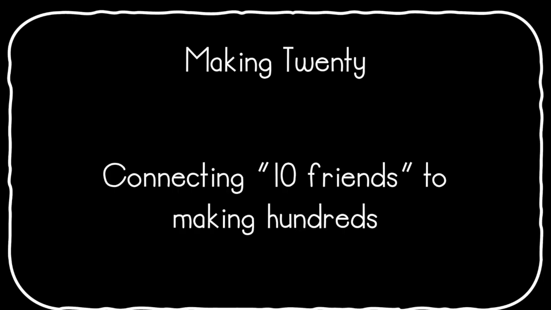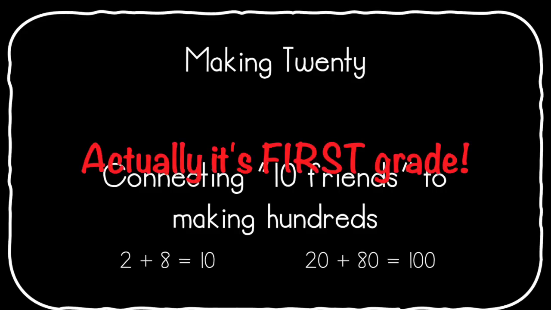When they get to second grade, they'll think more about making 20s, just those combinations that make 20, and also connecting those 10 friends to making hundreds. So what I mean by that is if a student knows 2 and 8 equals 10, well, they should be able to connect that 2 10s and 8 10s, that's going to be 10 10s. So 20 plus 80 is 100. That connection starts happening in second grade, connecting what they learned about 10 friends in the lower grades to hundreds.